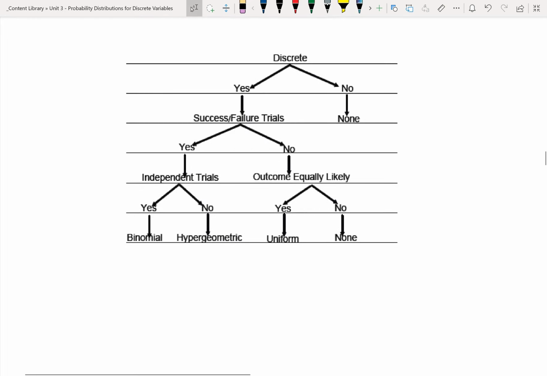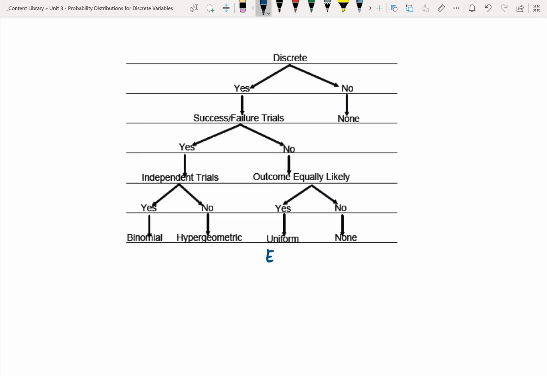In this flowchart, we can use this to help us figure out which type it is by answering some of these questions. So first we want to start off with, is it discrete or not? If it's not, then there are no probability distributions that we know of so far, or in this unit anyways, that we can use. If it is discrete, then we have to look for success or failure trials. If there are no success or failure trials, then we look for if each outcome is equally likely. If they are equally likely, then yes, and it is uniform.